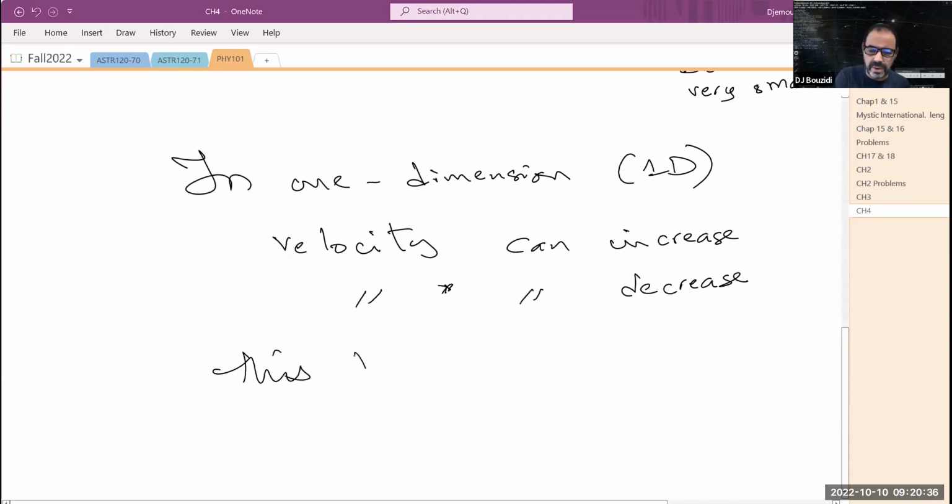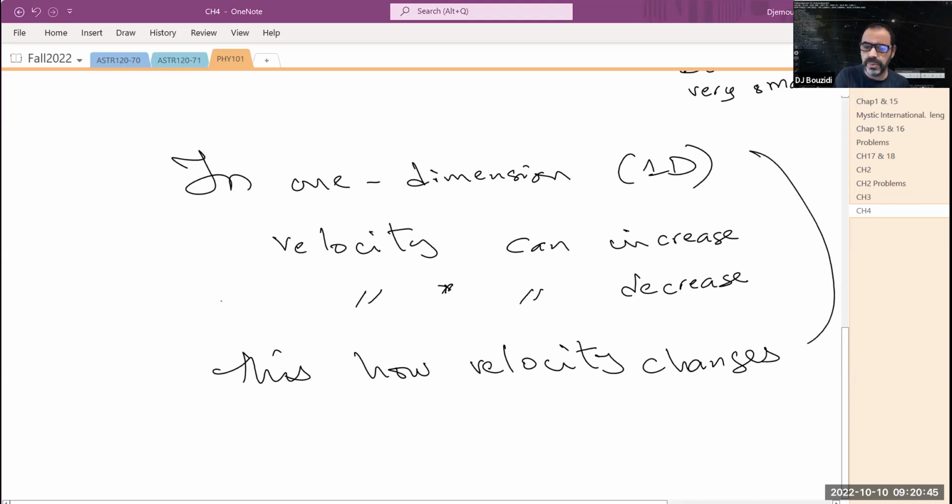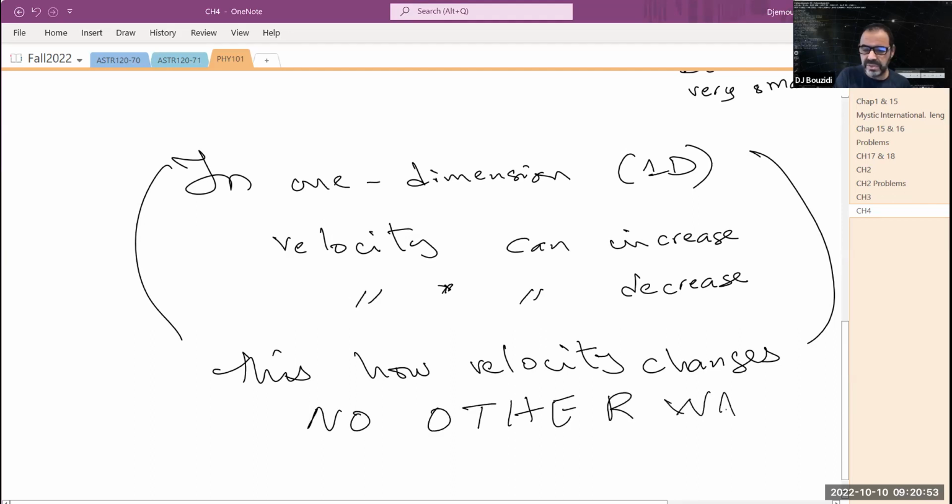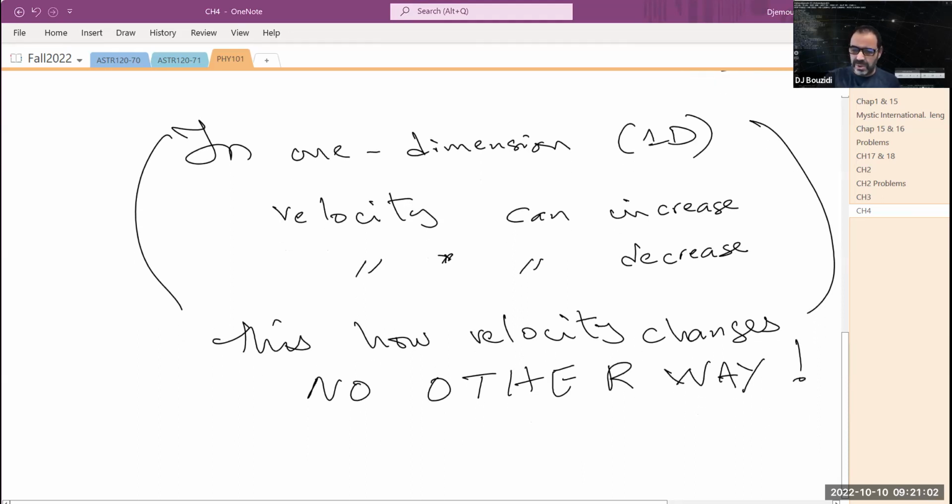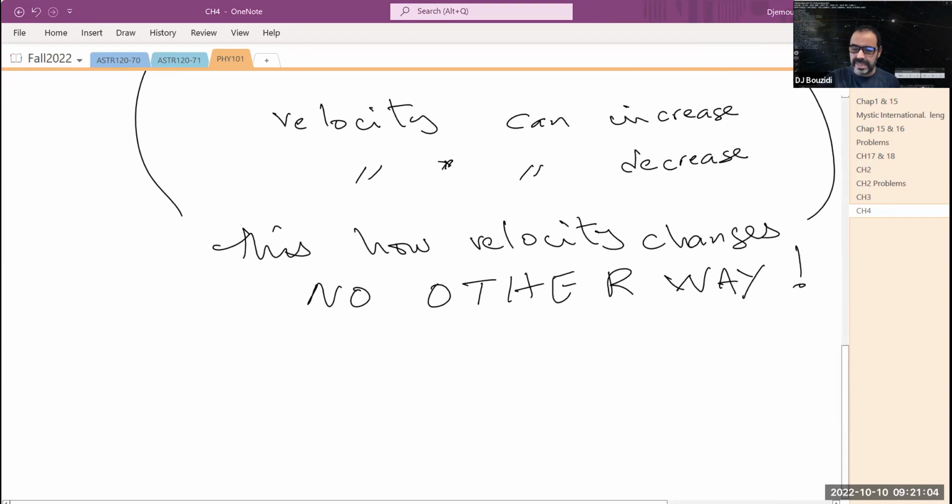This is how velocity changes. No other way in 1D. No other way. Period. End of the story. Okay, I wrote it all in caps, meaning that I'm screaming when I'm typing it, okay? So that you guys understand how this is the case.